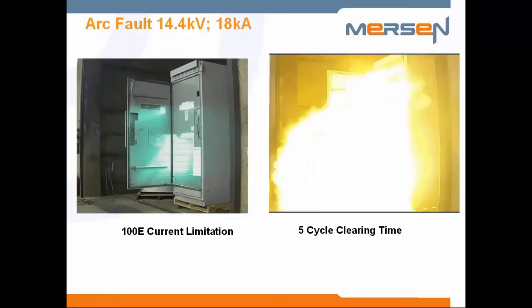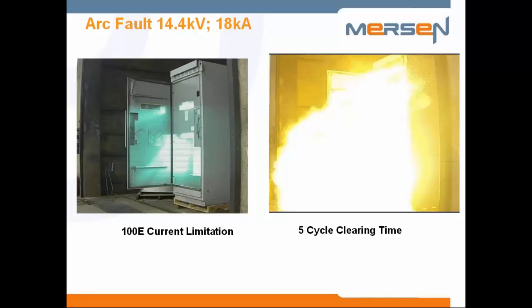So on the left was the performance with a current limiting 100E fuse, and you can see the limits of the exposure to plasma gases. On the right, within 5 cycles, the entire equipment was exposed to these ionized gases, which are shown by the glowing material on the slide.